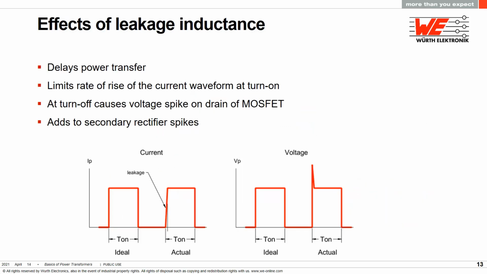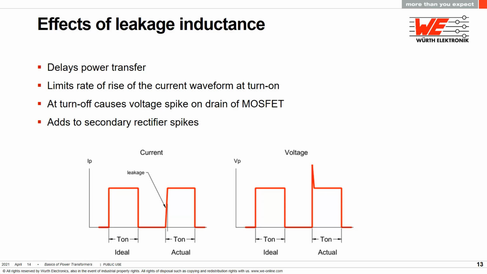What are the effects of leakage inductance? There are two effects, one with the current and one with the voltage. It delays the transfer of power. For current, the inductance limits the rate of rise of current, so instead of a perfectly perpendicular rise, it has a small slope that delays the current rise. While this is happening, there are losses during the transitions before the fully on state.